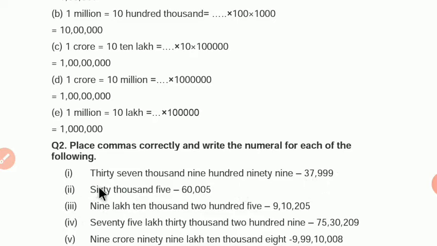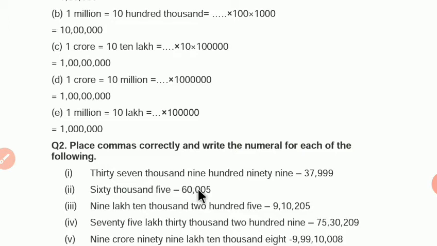37,999. Next one, 60,005. 60 means 60, 1000. 1000 has how many zeros? 3. So after 60 we have to write 3 zeros, and one more number is given here, 5. So in the last place we will write 5. So 60,005. Now again we have to put the comma.